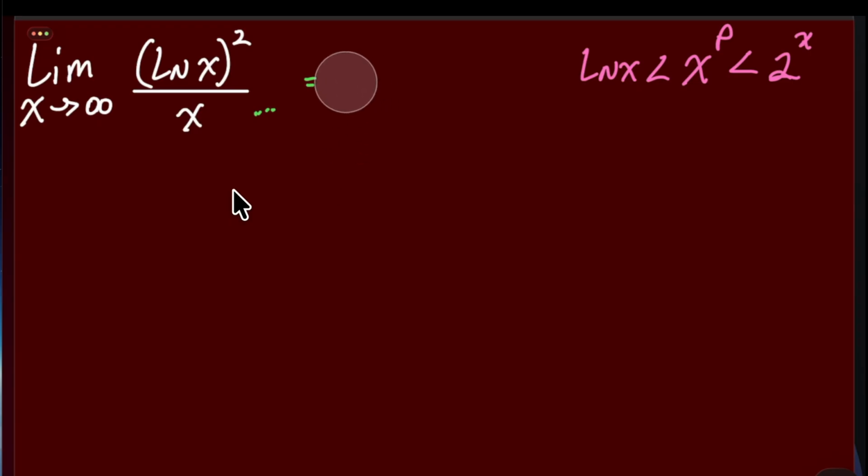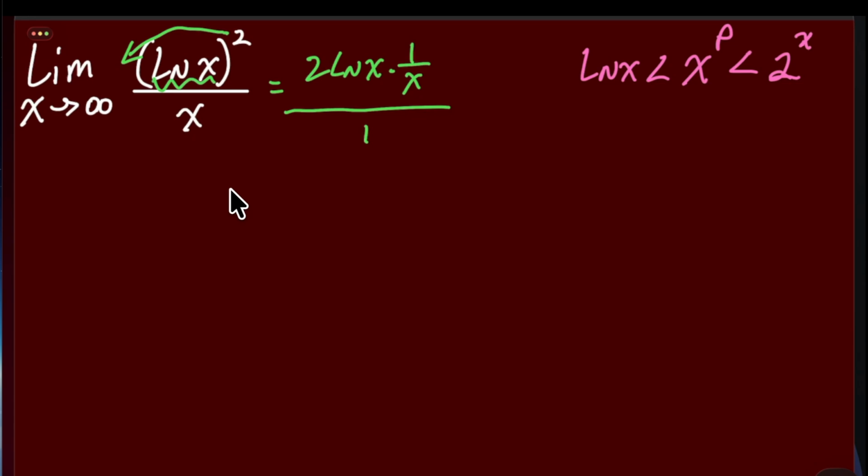Now, in case you don't believe that, you could also do L'Hopital's rule here, because initially, excuse me, we do have infinity over infinity. If we take the derivative of the numerator, we're going to use the power rule, so we're going to have 2 ln of x, and then the chain rule means we need to take the derivative of what's in the parentheses. On the bottom, we're just going to have 1.